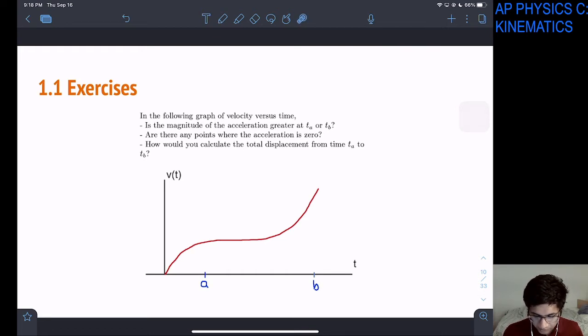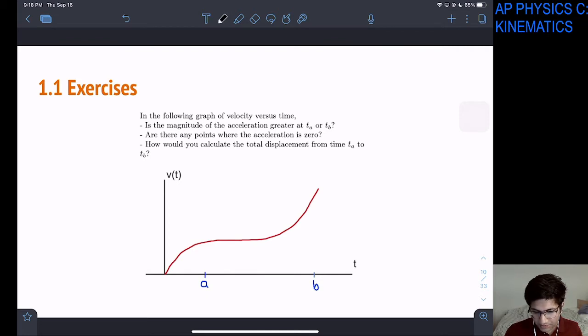All right, next question. In the following graph of velocity versus time, is the magnitude of the acceleration greater at TA, which is over here, or TB, which is over here? Are there any points where the acceleration is 0? And how would you calculate the total displacement from time TA to time TB?